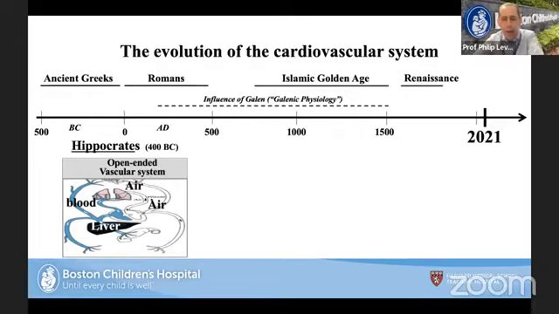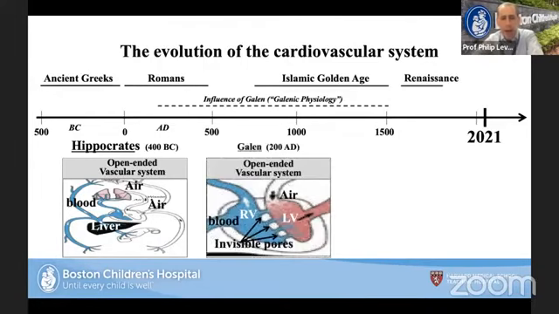We know that that is not the way of thinking, and Galen actually said that there were invisible pores between the right side and the left side of the heart, where blood goes from the liver to the right side, doesn't really go through the lungs, skips the lungs, goes to the left side and supplies the body. And this way of thinking, while it's wrong, persisted for 1,500 years during the Dark Ages.